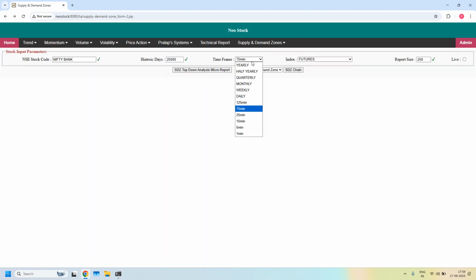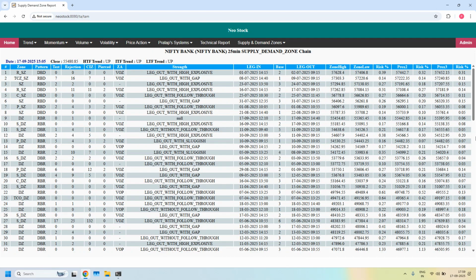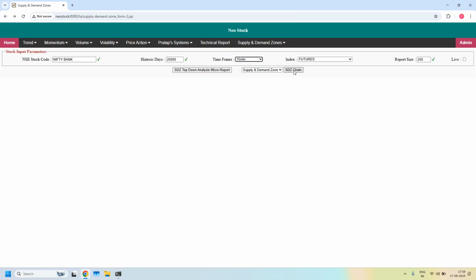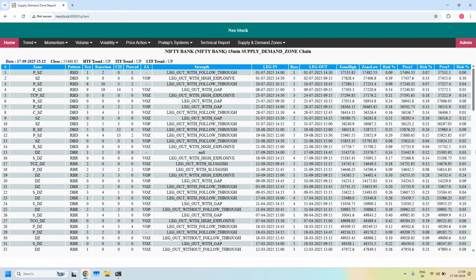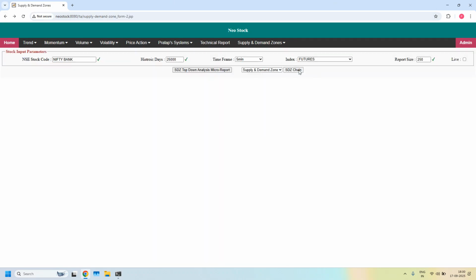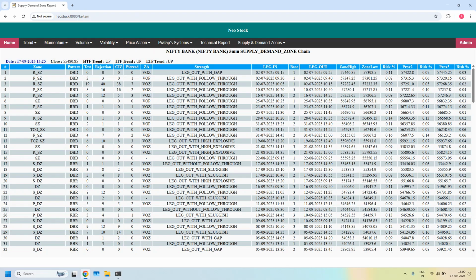Next, generating 25 minutes supply demand zone chain for Bank Nifty. Next, generating 15 minutes supply demand zone chain for Bank Nifty. Next, generating 5 minutes supply demand zone chain for Bank Nifty. So this is about Bank Nifty supply demand zone chain. We have completed both Nifty and Bank Nifty.